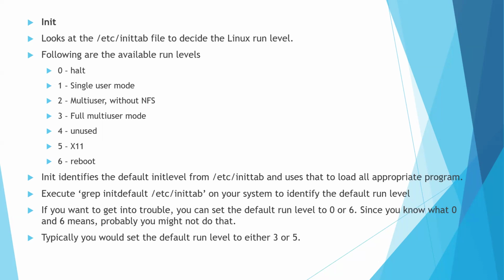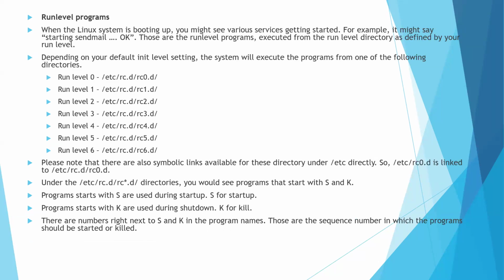If you want to get into trouble, you can set the default run level to 0 or 6. Since you know what 0 and 6 mean, you probably should not do that. Typically you would set the default run level to either 3 or 5, because 0 and 6 are for halt and reboot. That's why it is mentioned here. If you know what a run level is, you will not execute init 0 or init 6. So let's move to the run level programs.